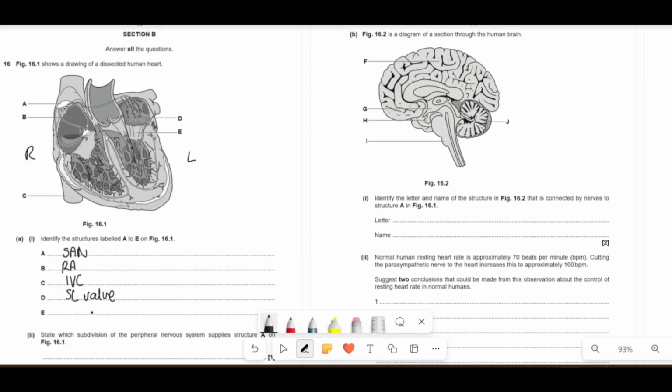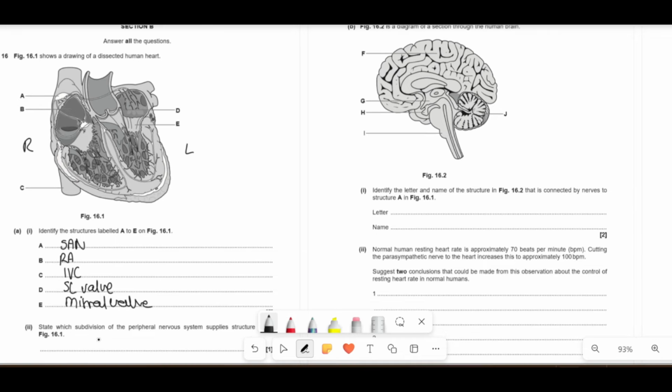And then E is pointing at what? So E is pointing at something between the left atrium and left ventricle, so it's got to be a valve. You can either call it mitral valve, or you could call it the bicuspid valve, or the left AV valve. Either is fine. I'm going to call it mitral because that's advantage. But either one of them is fine.